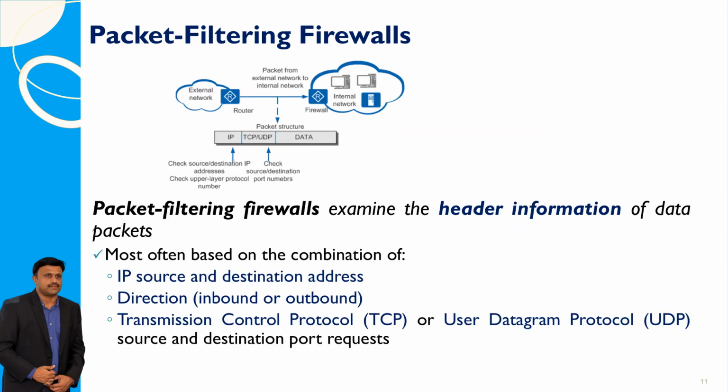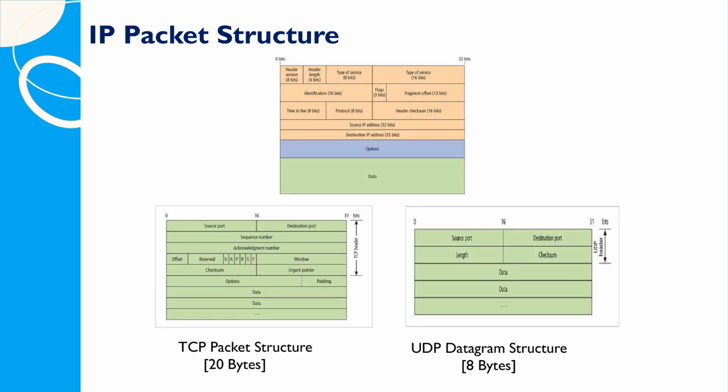Packet filtering firewalls analyze the header information of data packets, primarily focusing on criteria such as IP source and destination addresses, direction, inbound or outbound, and transmission control protocol, TCP, or user datagram protocol, UDP, source and destination port requests. The IP header contains vital information like version number, length, differentiated services, congestion notification, total length, fragmentation details, time to live, protocol type, checksum, source and destination addresses.